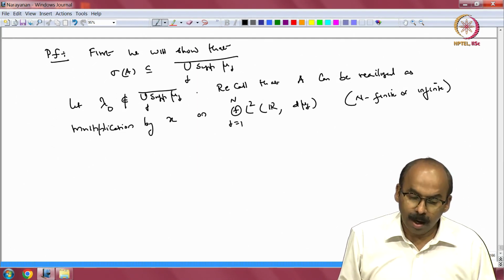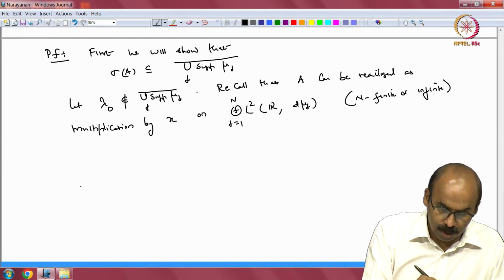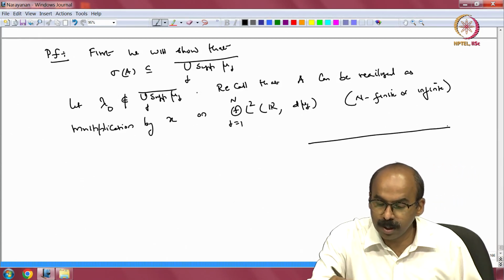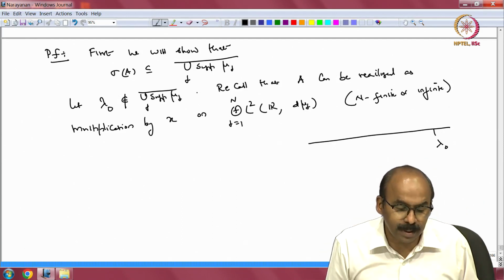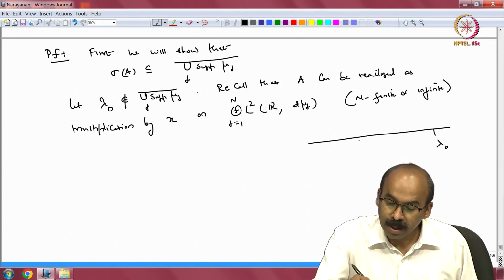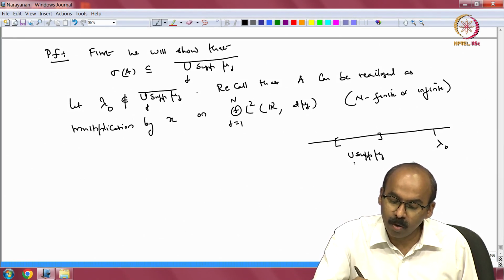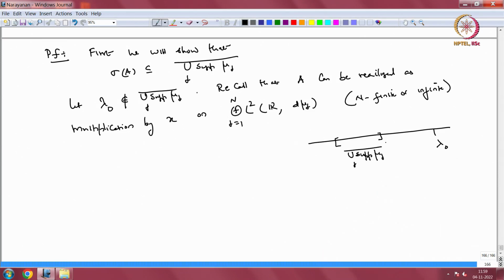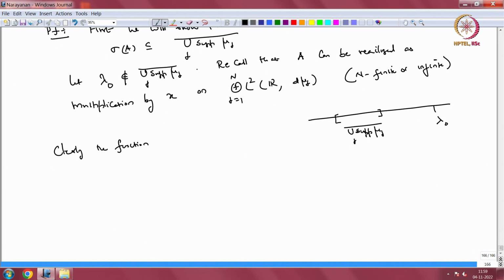Now, I am taking a lambda naught which is outside. Maybe some picture is good. I look at some lambda naught which is outside the support of the mu j's. So, let us say the support of the mu j's is here. This is the support of the mu j's over j, you take the closure, that interval, and lambda naught is away. Clearly, I want to say it is not in the spectrum. The operator is multiplication by x, and I want to say lambda naught is not in the spectrum.